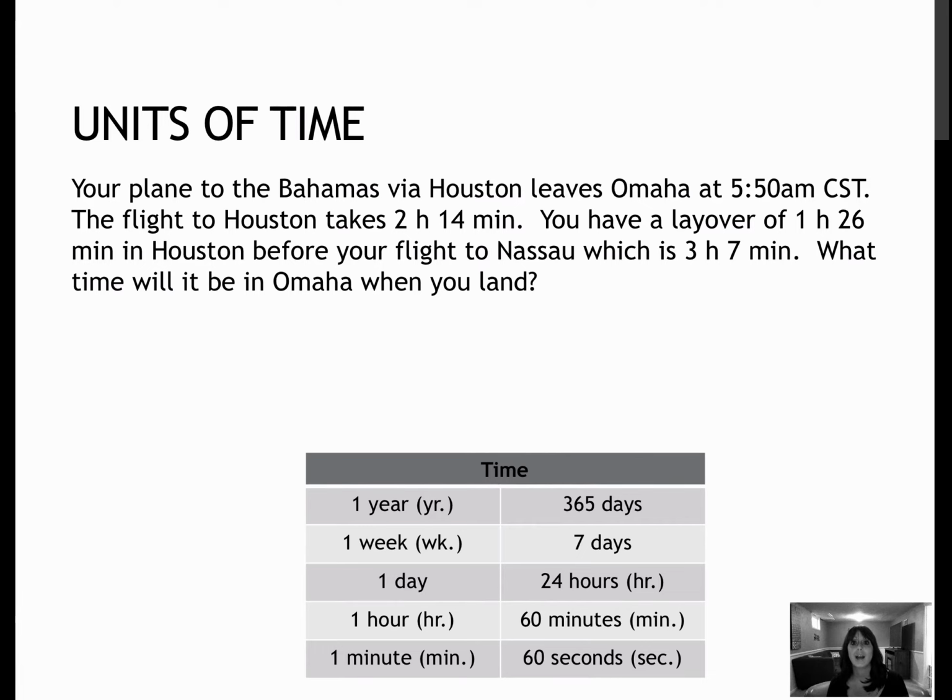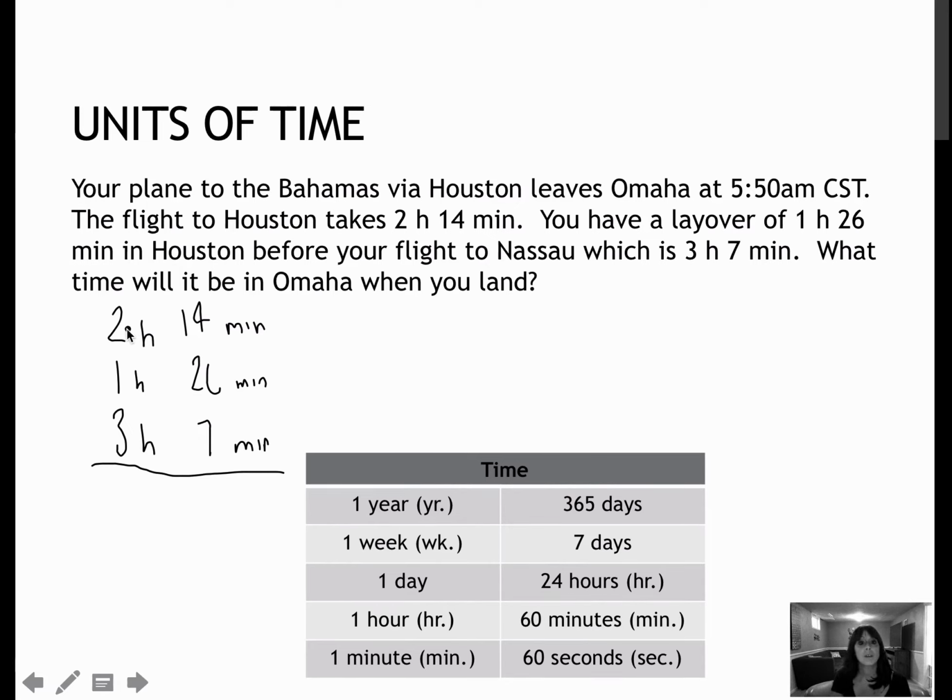First, we need to figure out how much time we're spending. So let's add up all of those times. Not just in the air, excuse me. How much time total are we spending in the air and of course on our layover? So we have 2 hours, 14 minutes. We have 1 hour, 26 minutes. And we have 3 hours and 7 minutes. I think it would be worth every minute to get to the Bahamas. 2 plus 1 plus 3 is 6 hours. 14 plus 26 is 40 plus 7, that's 47 minutes. So 6 hours and 47 minutes.